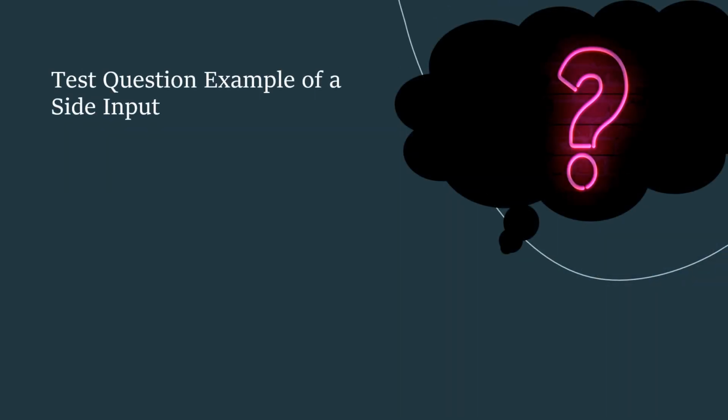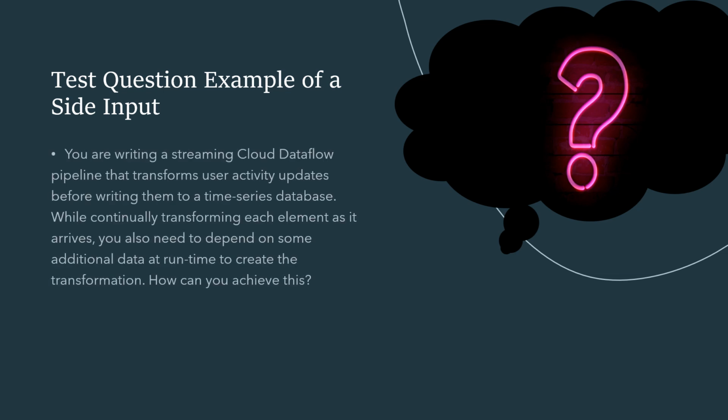Let's look at an example test question for side inputs. You are writing a streaming Cloud Dataflow pipeline that transforms user activity updates before writing them to a time series database. While continuously transforming each element as it arrives, you also need to depend on some additional data at runtime to create the transformation. How can you achieve this?